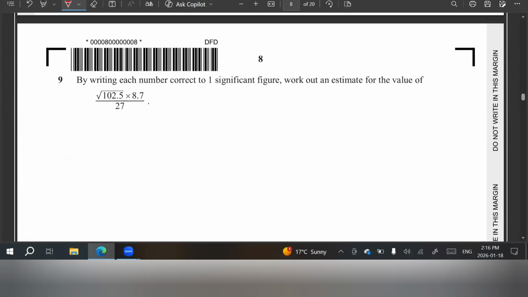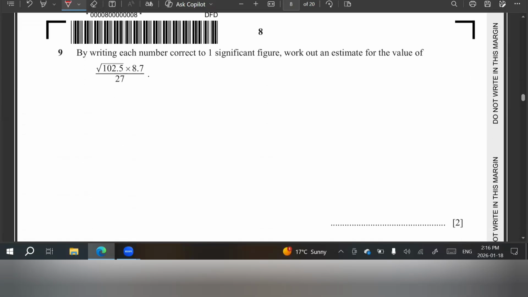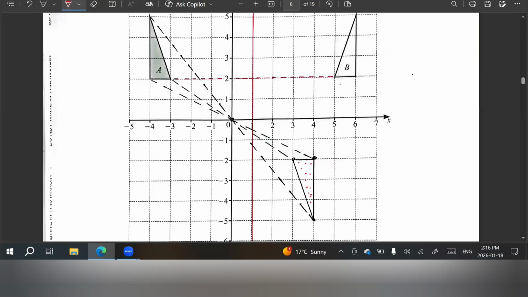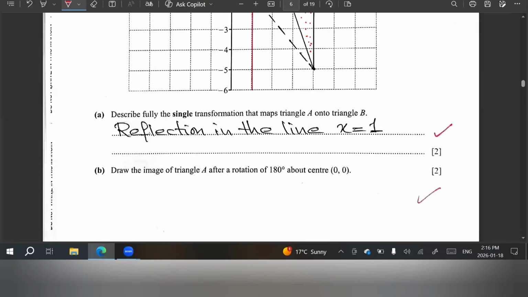The next question coming up on your screen is question number 9, which is of 2 marks. He says, by writing each number correct to one significant figure, the important thing is one significant figure, work out an estimate for the value of this. So 102 you can write as 100, 8.7 is 9, and 27 is 30. So you convert them all into one significant figure, and then you can do the calculation very easily. Let me show you.